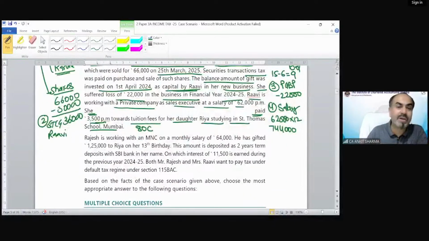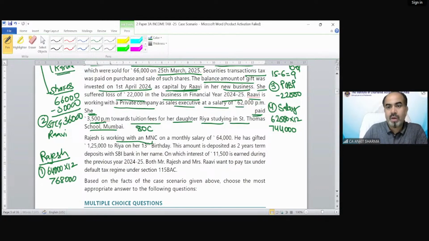Now talking about Rajesh. Rajesh is working with an MNC on a monthly salary of 64,000 rupees per month. So that means Rajesh's yearly salary would be 7,68,000.